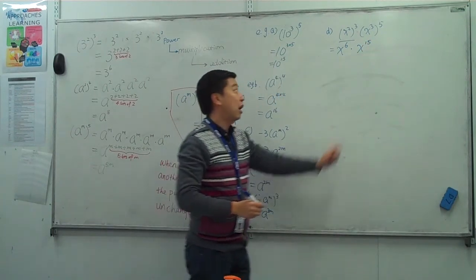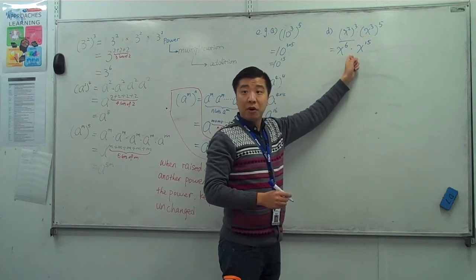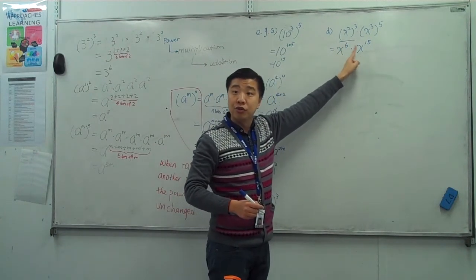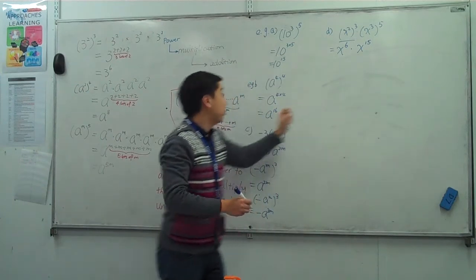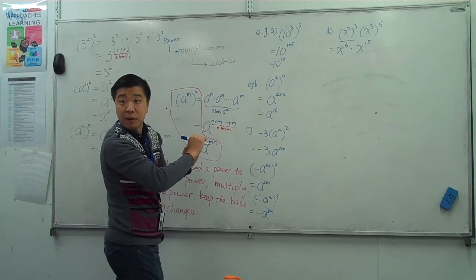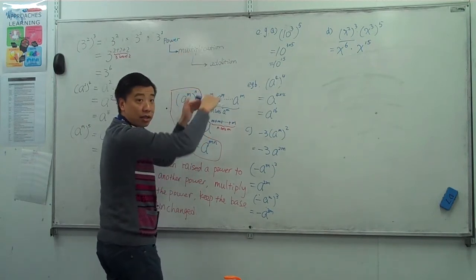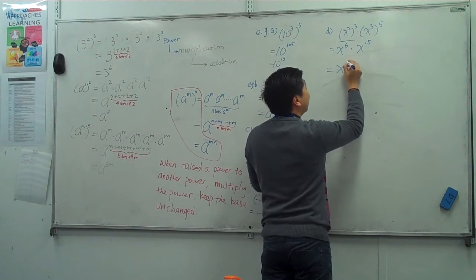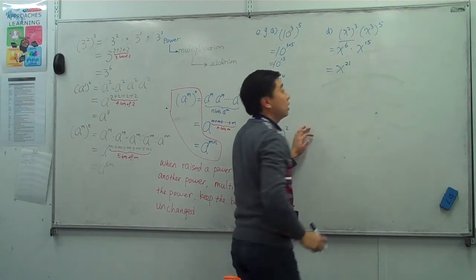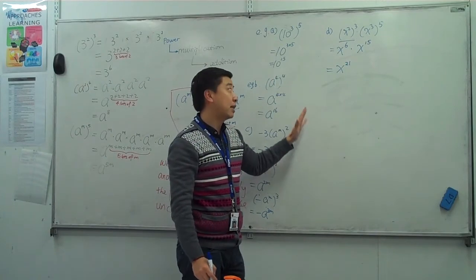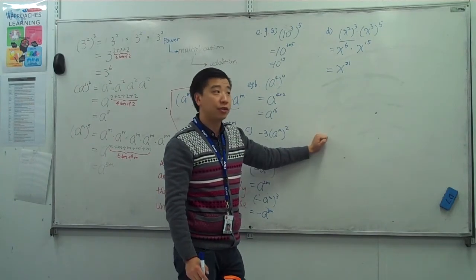And then, we have to think. This is multiplication. What do you do for the power? Yeah. Multiplication, we do addition to the power. Just one step by one step. Okay? So that is x to the power of 21. 6 plus 15. Okay? Don't mess up those kinds of calculations.